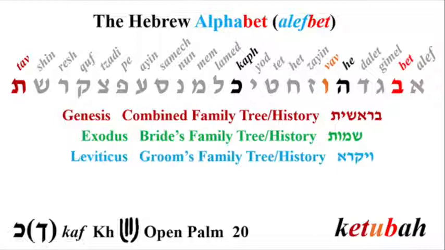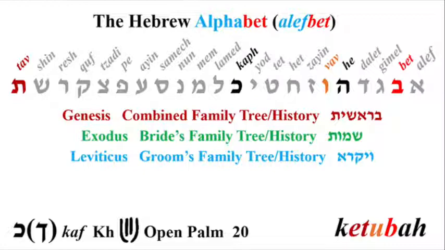Leviticus talks about the groom's family tree. This is where you get all the Levitical priesthood and all the rules for the priest. Yeshua, Jesus being the ultimate high priest, right? There's their bride and their groom. We have the Jewish people and we have God, Yahweh.